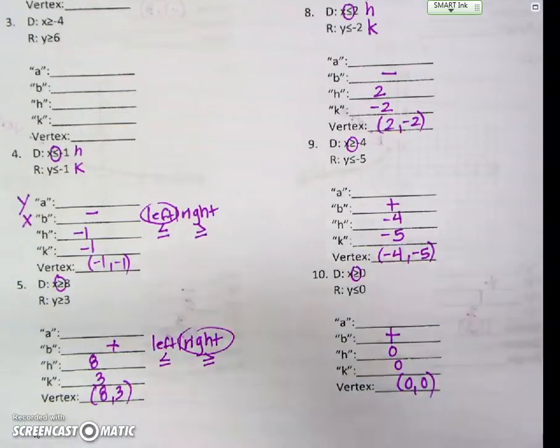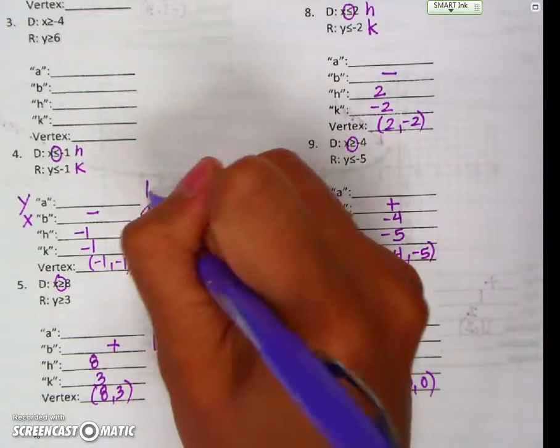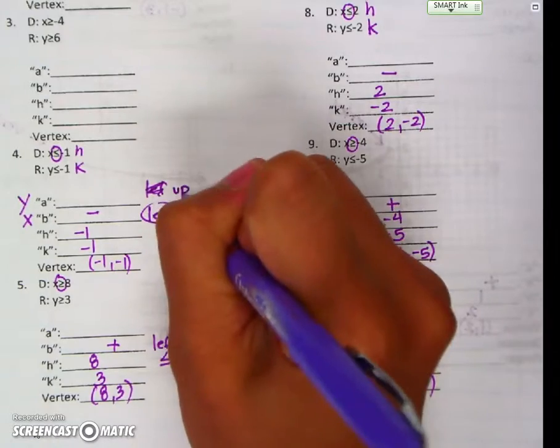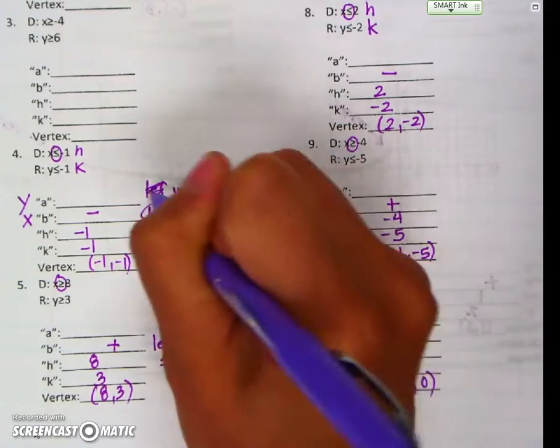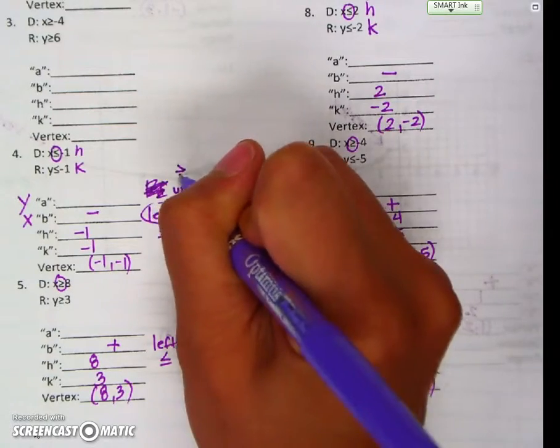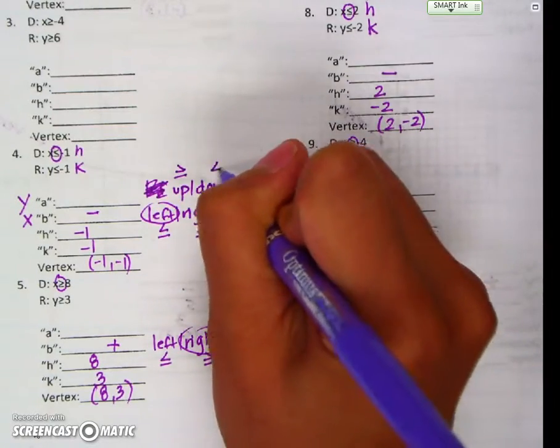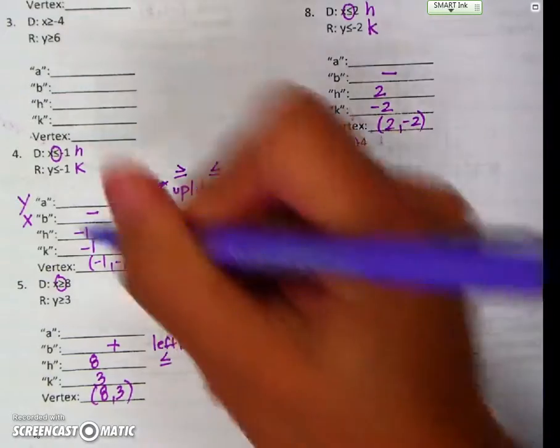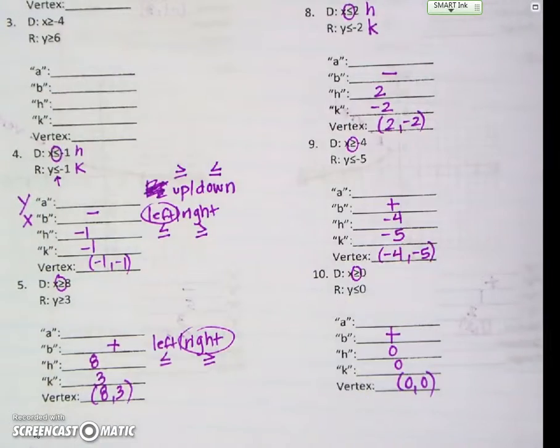Now we're going to determine the value of A. A comes from your Y values. The question you have to ask yourself is, is it pointing up or is it pointing down? If it's going up, that means it's going to be greater than. If it's pointing down, it's going to be less than. So if you look at this symbol, is this pointing less than or greater than? Less than, right? So it's going to be pointing down.